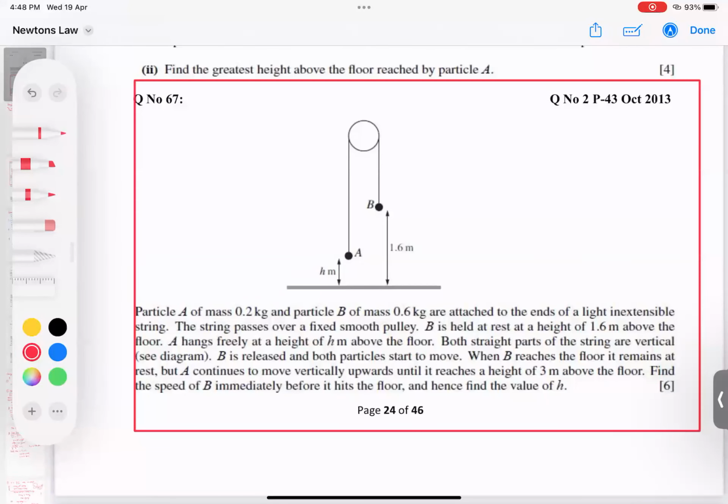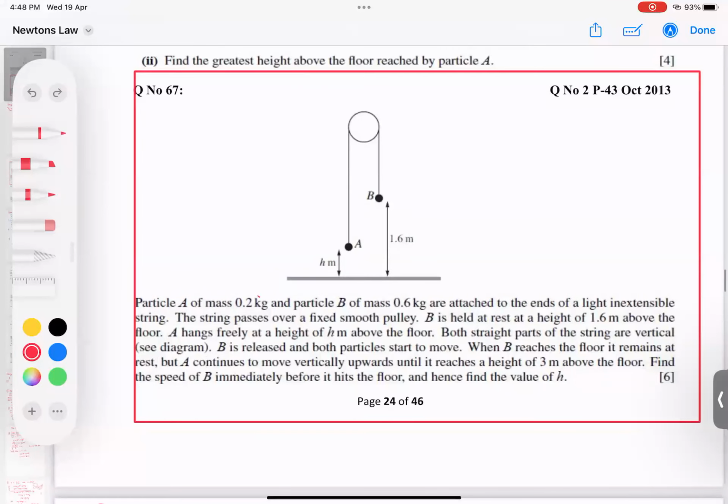Rahim. This is a question from October 1343 variant. The question is: there are two masses, mass A and mass B. You can mention them clearly here. The height of particle A is h, and the height of particle B is 1.6. B is released, it means they're moving.